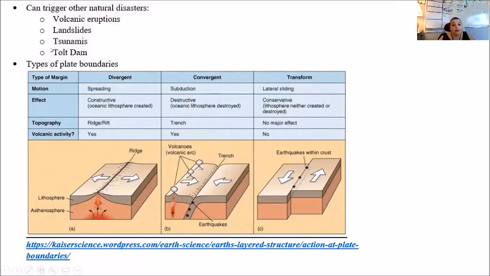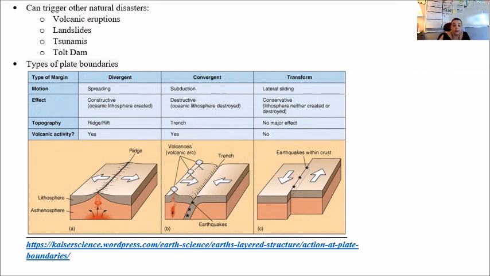Okay, one of the things that we talked about then were other natural disasters. So what can earthquakes trigger? Well, they could trigger volcanic eruptions, landslides. We know it's going to trigger tsunamis. And then one of the things that we were concerned about here locally was tilt down, right?